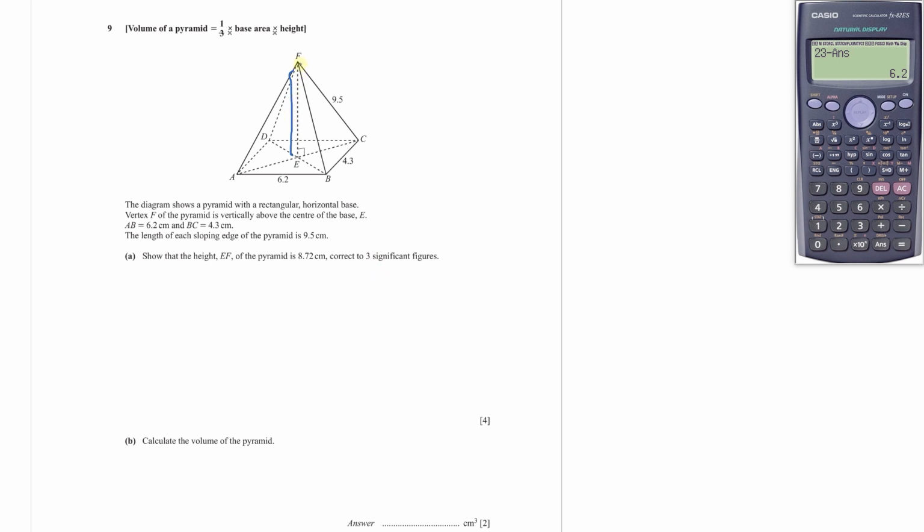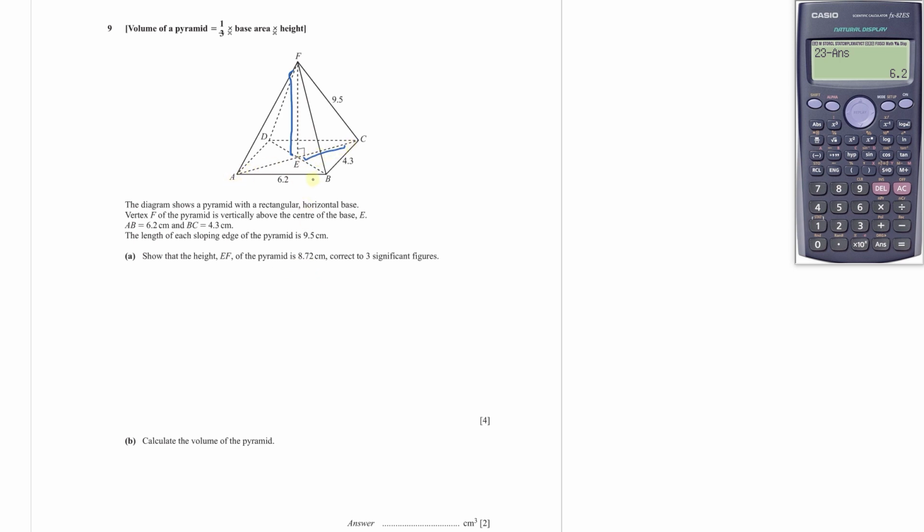If you look at this triangle FEC, it is a right angle triangle. I know the hypotenuse length is 9.5, which is the sloping side. If I can find this length EC, then I can use the Pythagoras theorem to find the vertical height, which I need to show is 8.72. So how do I calculate this length EC?